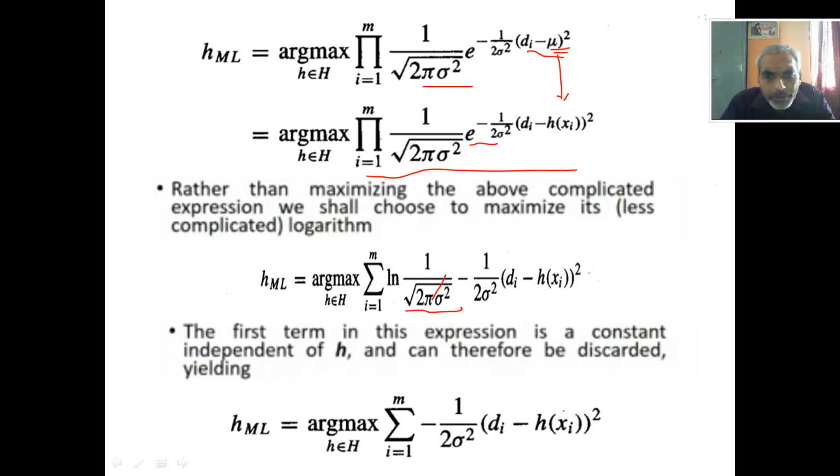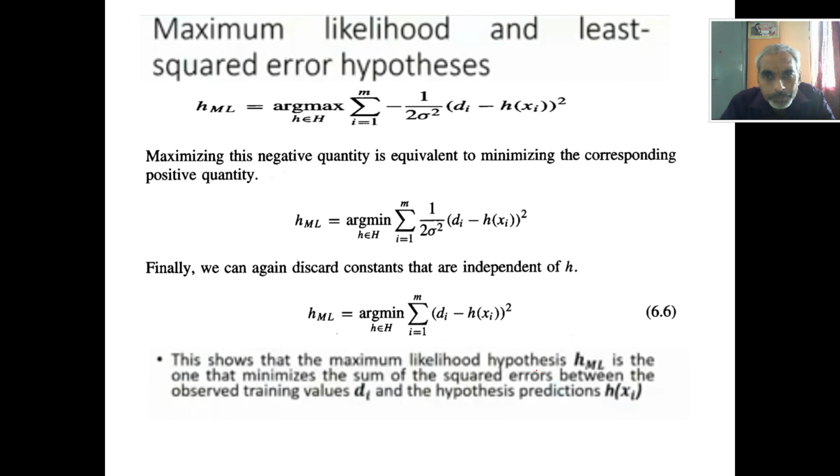Since it is a constant, we have ignored that term, right? Now if you look here, this is a negative term, the expression we got. Here we have argmax, which means you are going to maximize this negative term. The maximum likelihood hypothesis is the one that maximizes the negative term such that your error becomes 0. Now, maximizing the negative term is equivalent to minimizing the positive term.